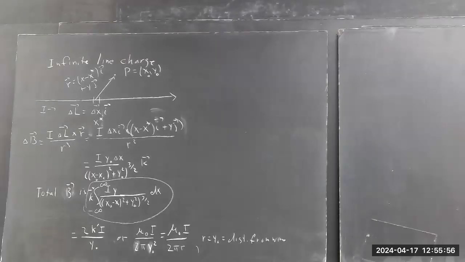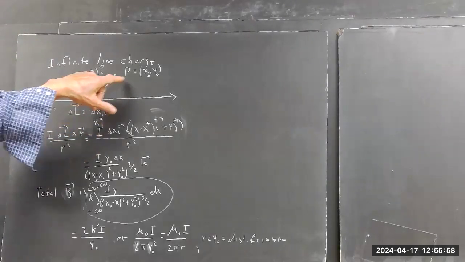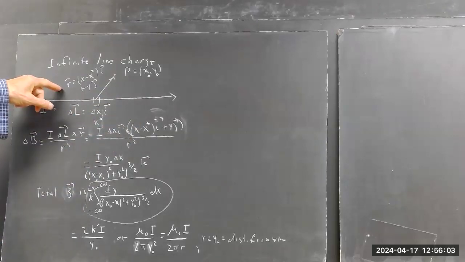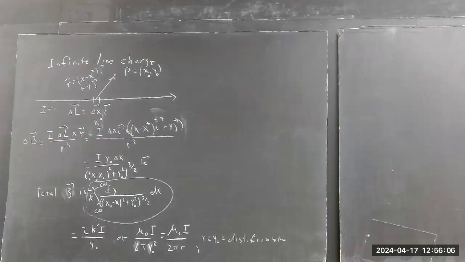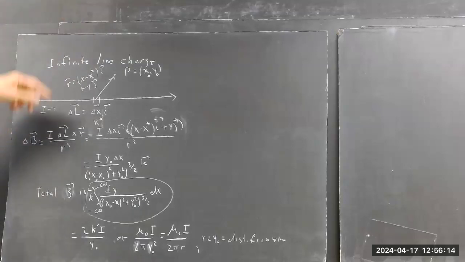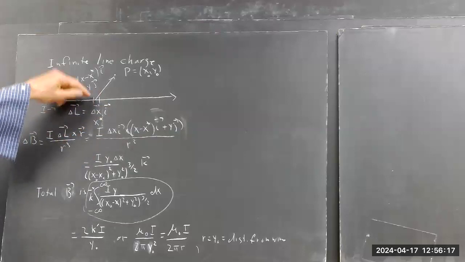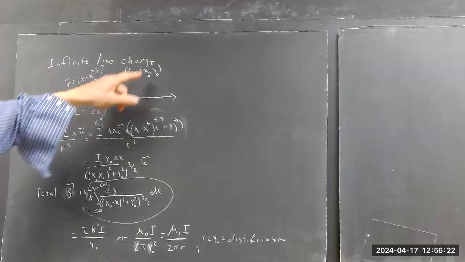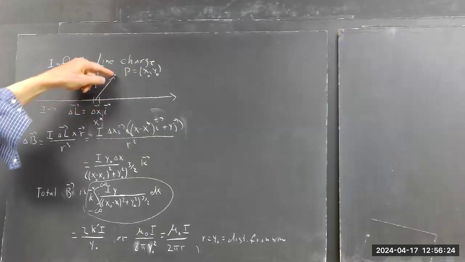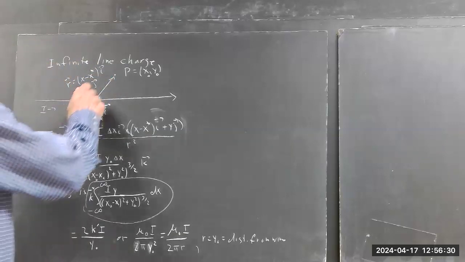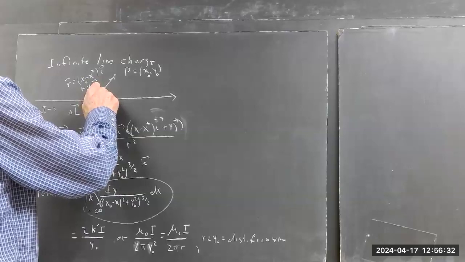Okay, this is for an infinite line charge. You've got a point P, (x naught, y naught). You have the R vector here, and we have its components. We did this last time. If this sample point is x star, then from here to here is x naught minus x star, and from here to here is y naught. So the vector from here to here is (x naught minus x star) i plus y naught j.